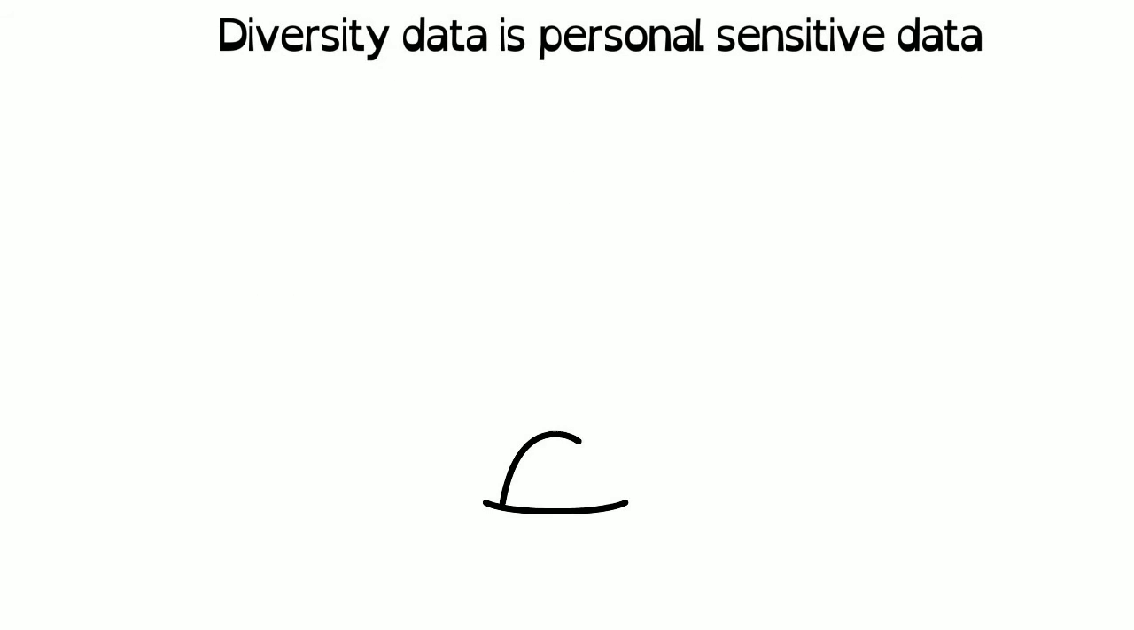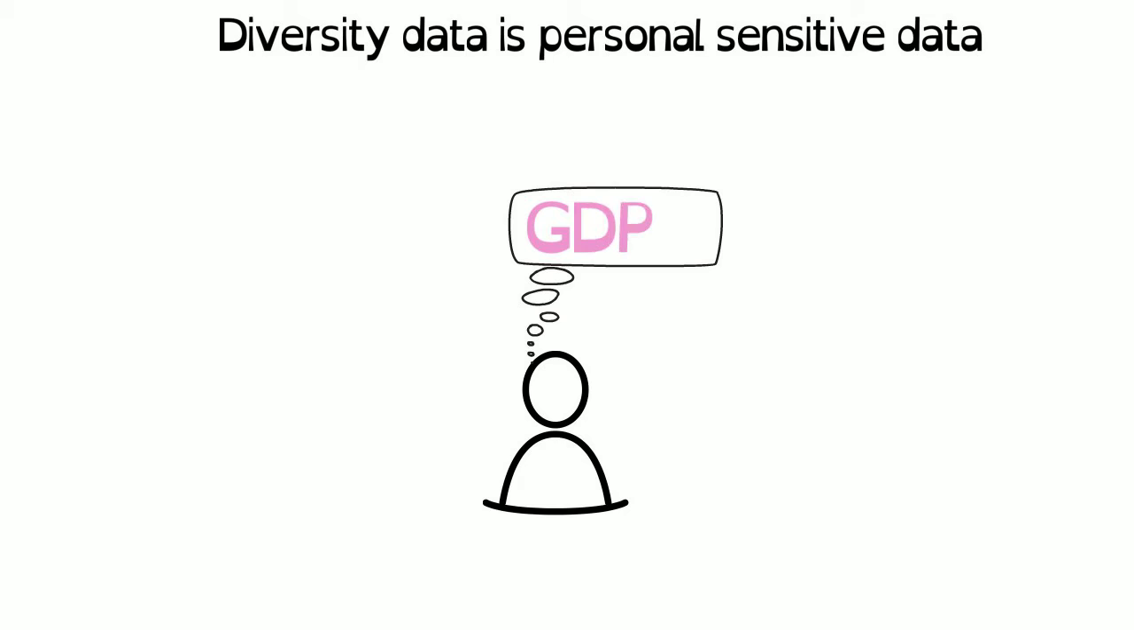Diversity data, and particularly protected characteristic data, is personal sensitive data and therefore needs to be collected in line with GDPR. That means you need to give people the option prefer not to say. You can't force anyone to give you their data. You need to gain explicit consent to collect the data and tell people exactly what you'll use it for.